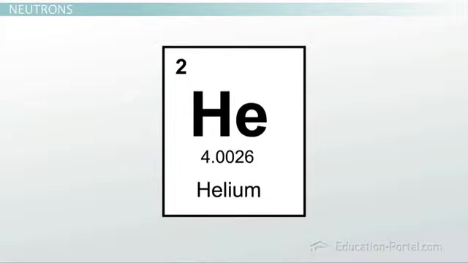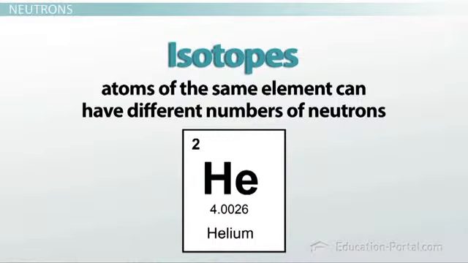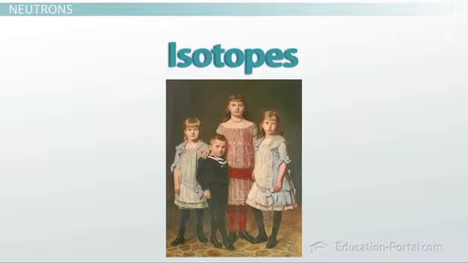Remember that all atoms of the same element have the same number of protons. Does this mean that they have the same number of neutrons? Nope. Atoms of the same element can have different numbers of neutrons. These atoms with the same number of protons but different numbers of neutrons are called isotopes. Think of isotopes like siblings. They are related, but they have some differences.